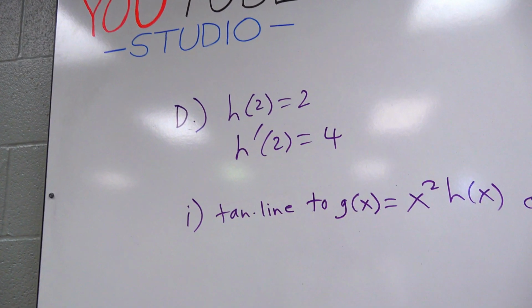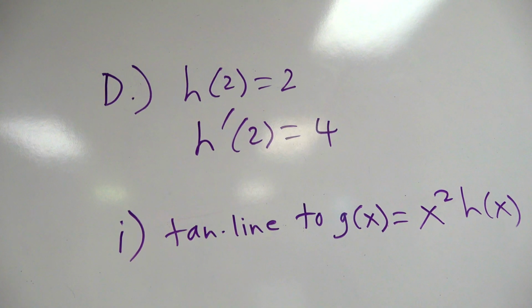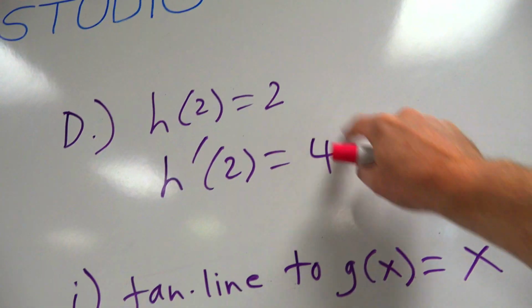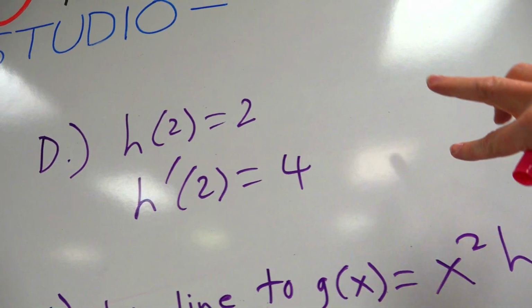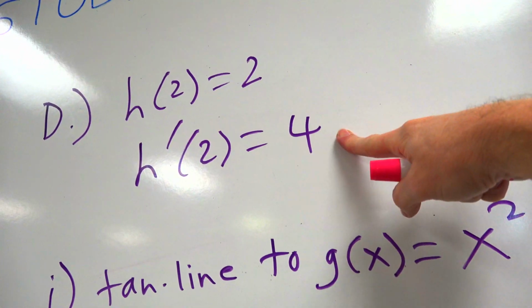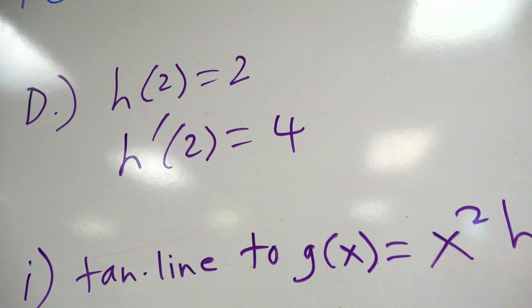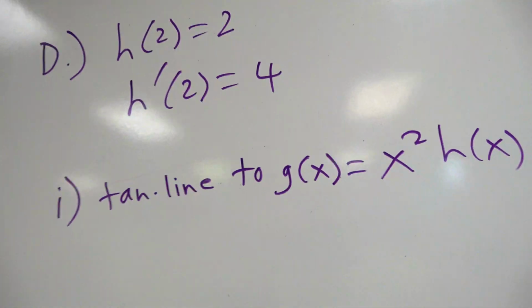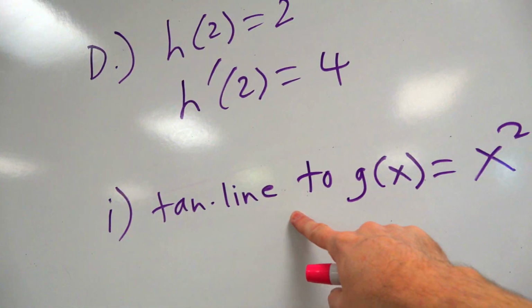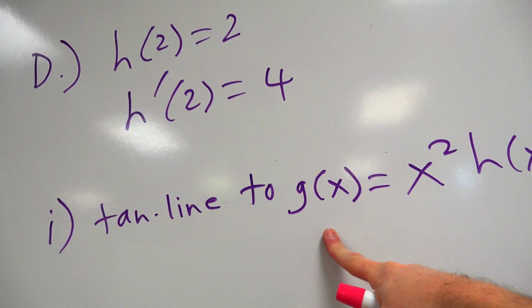How about them apples? Letter D, challenges, Mr. Wade. All right, twist my arm. Okay, it's our first abstract problem of the year. h of 2 equals 2, h prime of 2 equals 4, and things get really abstract here. So those are clues, those are hints. We're going to find the tangent line to g of x. What's g of x?